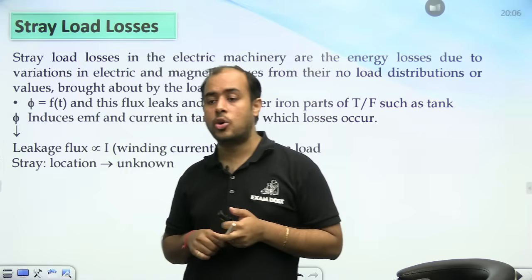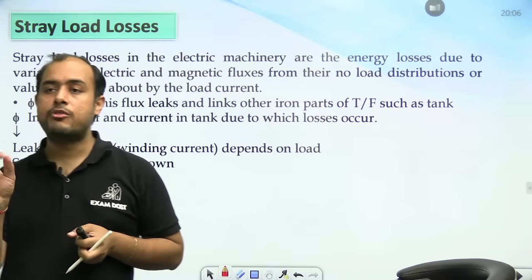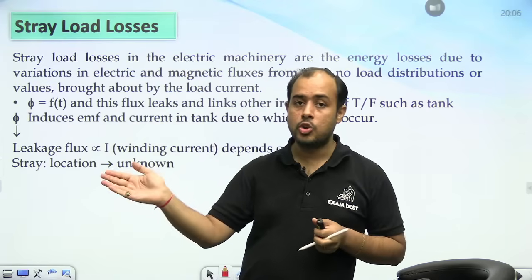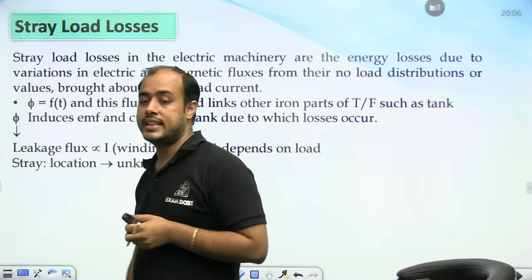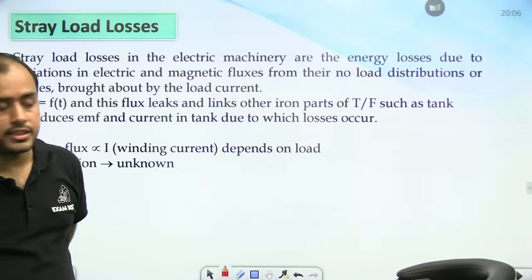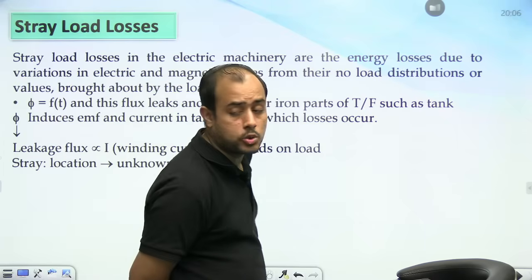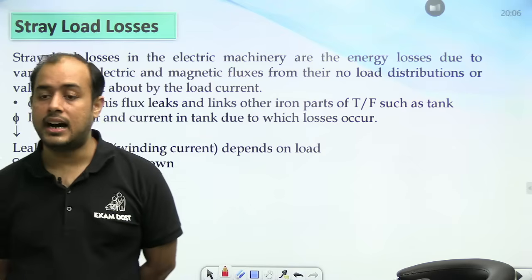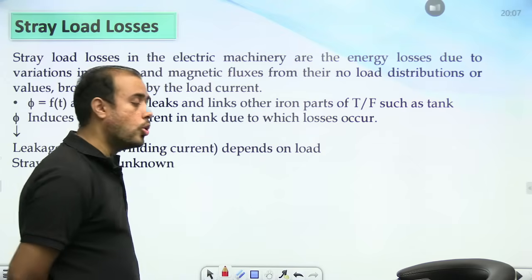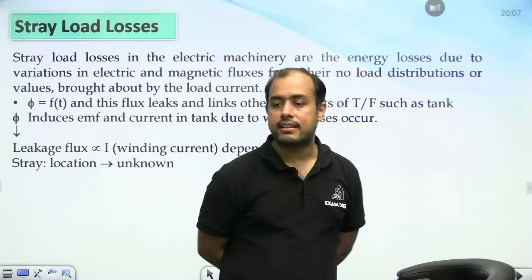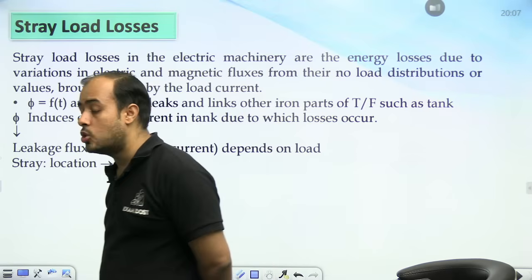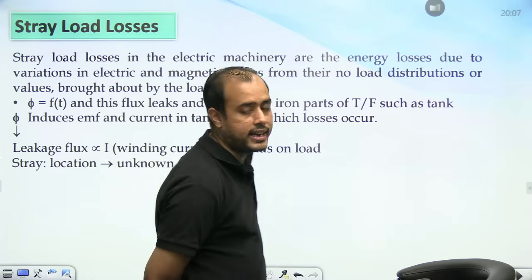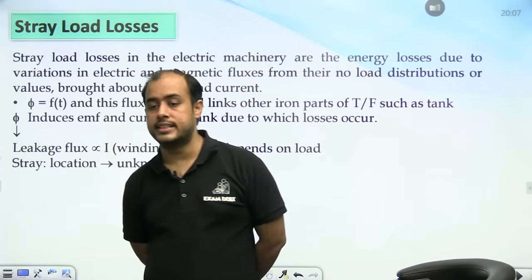नेक्स्ट इज द स्ट्रे लोड लॉस. Can you tell me what are stray animals? Stray animals are those which roam here and there. They do not have any fixed location. स्ट्रे एनिमल वो आवारा जानवर होते हैं जो इधर से उधर घूमते हैं, उनका लोकेशन फिक्स नहीं है. Similarly बेटा, stray losses are those whose location in the electrical machine is unknown or random. जिनका लोकेशन रैंडम है या अननोन है, they are said to be the stray losses.